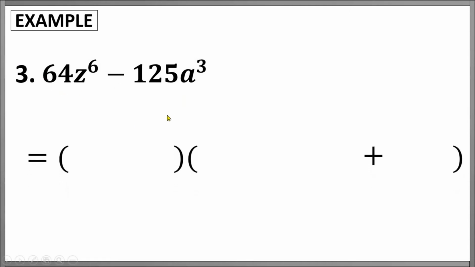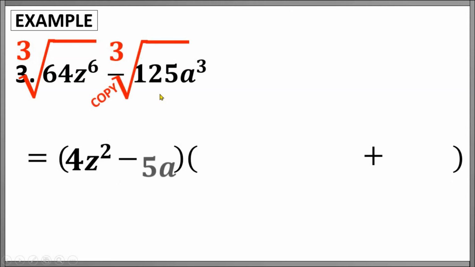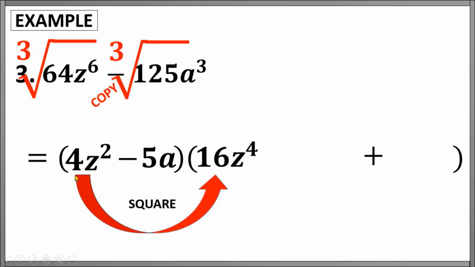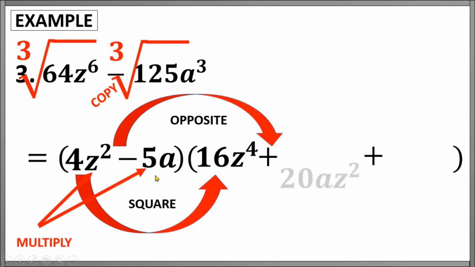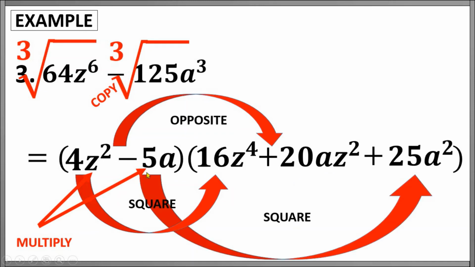Setting up its factors, for the binomial factor, we get the cube root of 64z raised to 6, which is 4z squared. Copying the operation minus, the cube root of 125a cubed is 5a. For our trinomial factor, we square 4z squared. Squaring 4, we have 16. The square of z squared is z raised to 4. Taking the opposite operation, we have plus. Multiplying 4z squared and 5a, we have the result 20az squared. Lastly, we get the square of 5a, which is 25a squared.